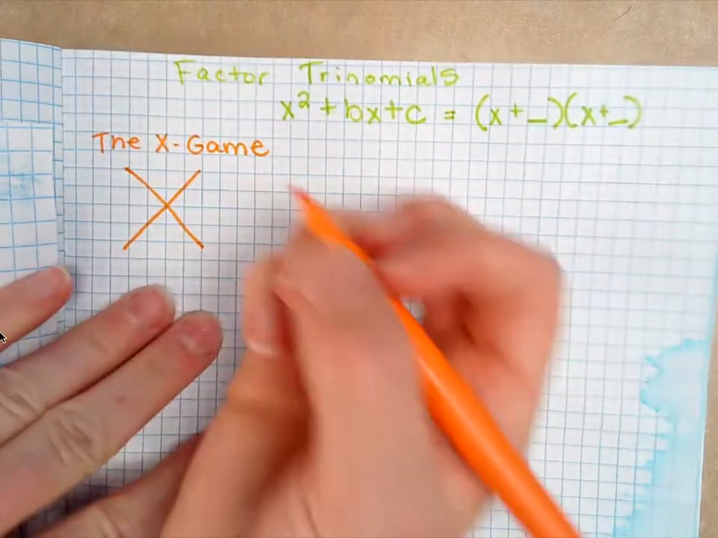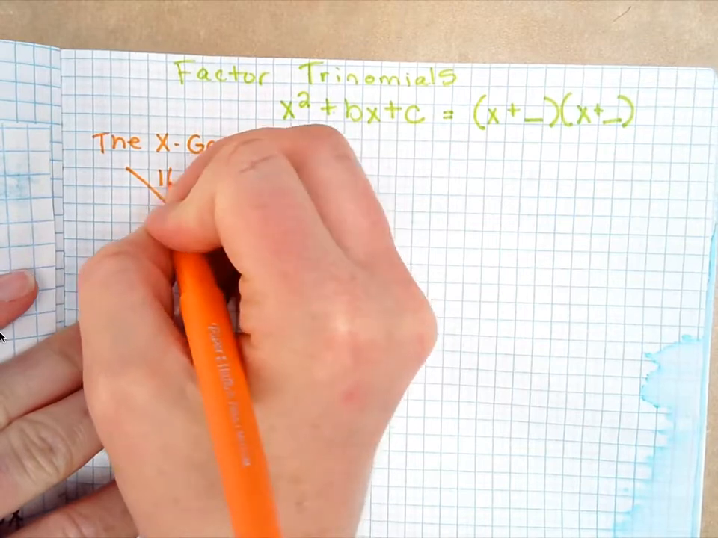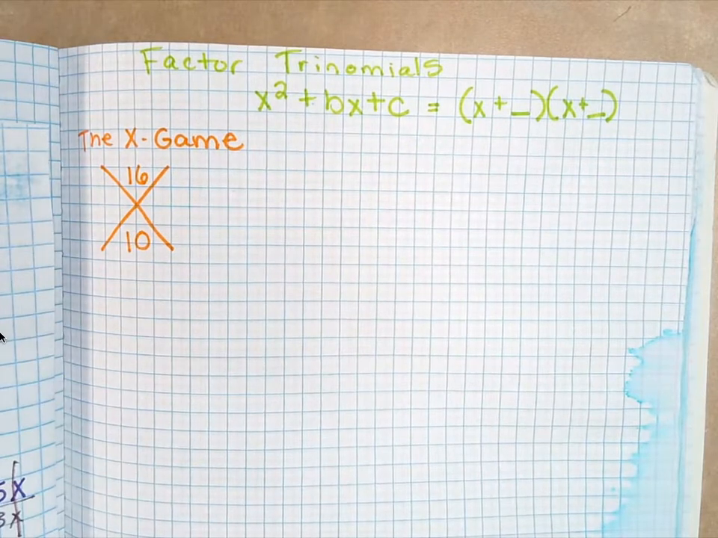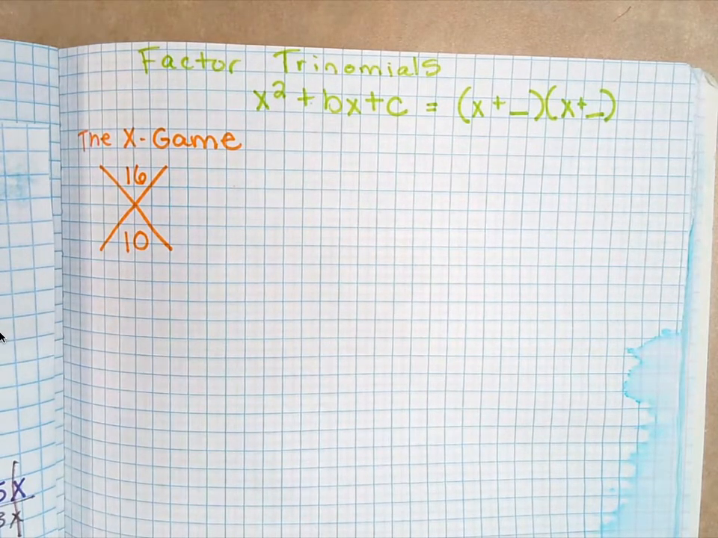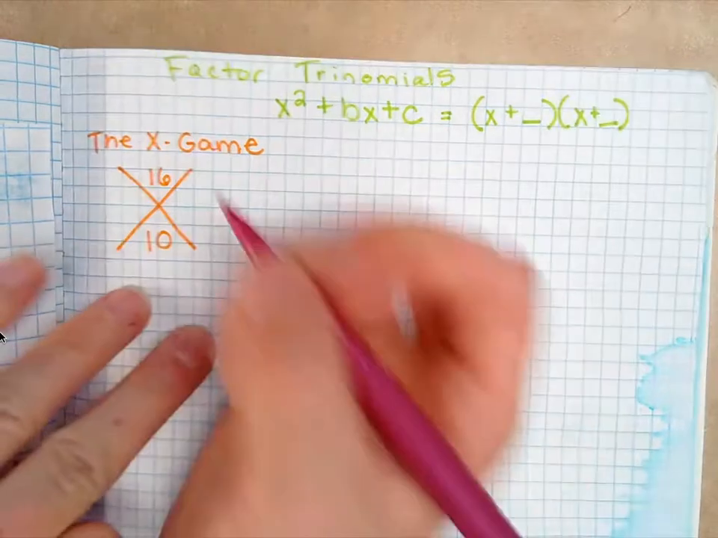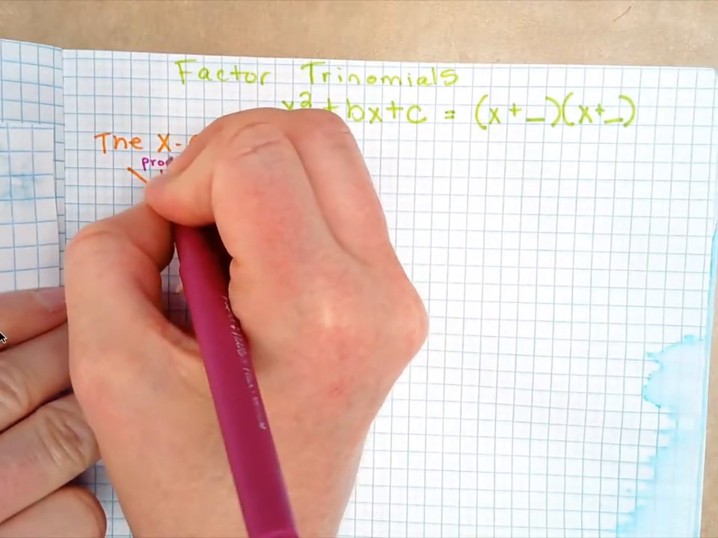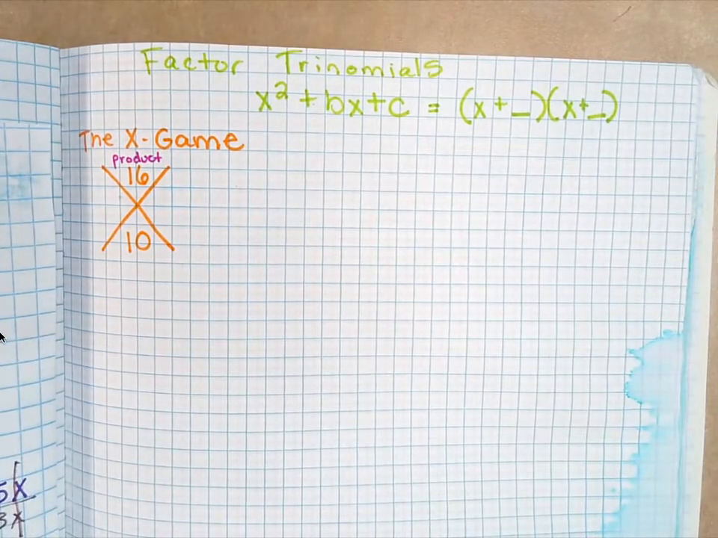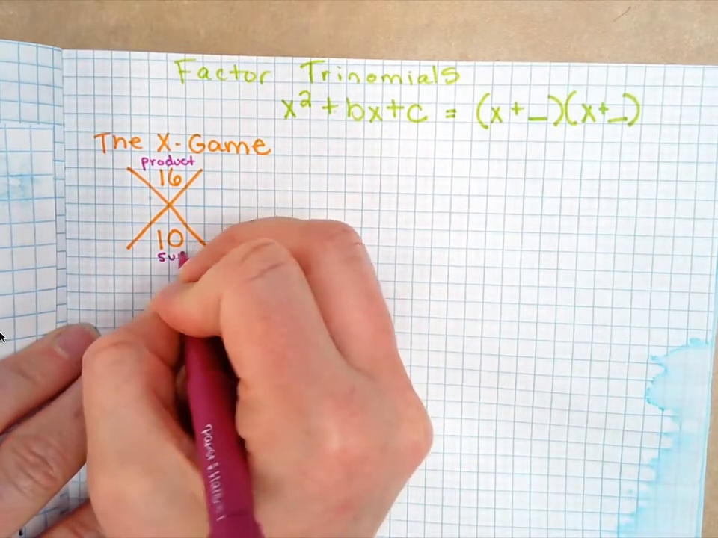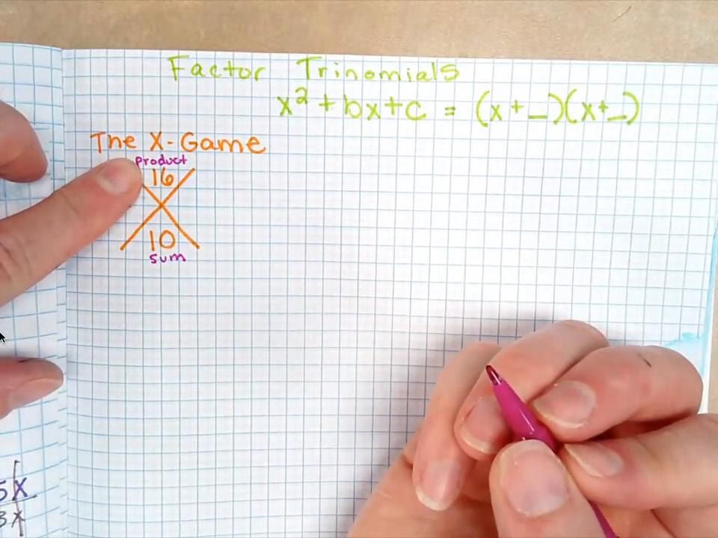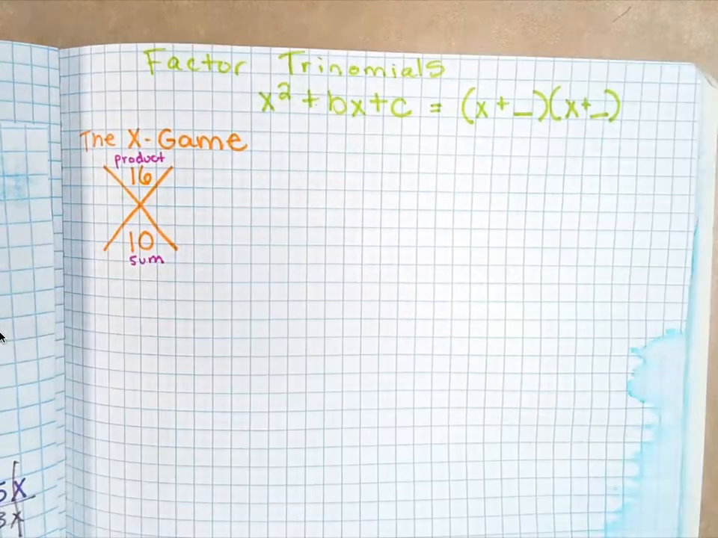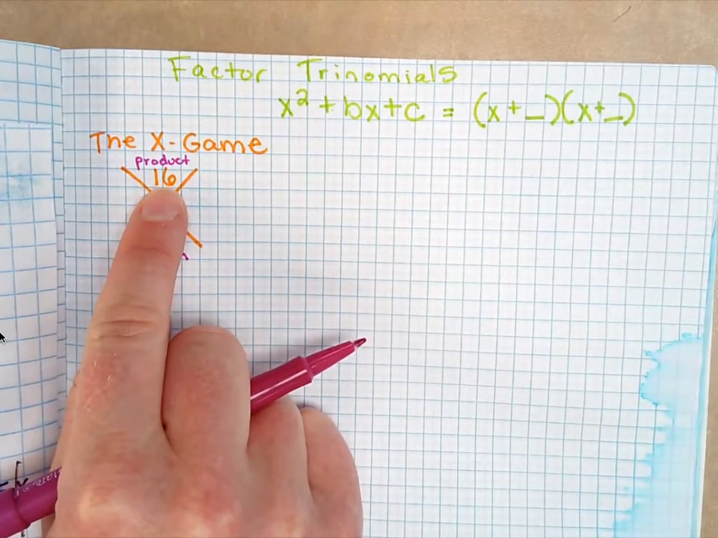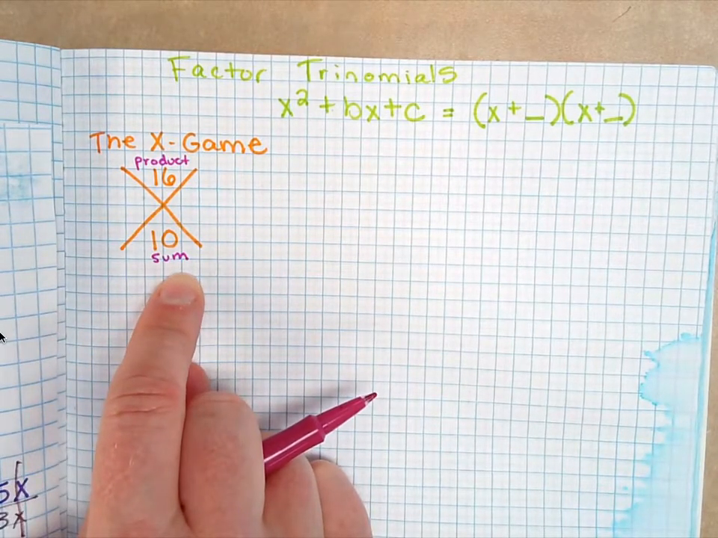The example of this is, let's say I have a number on top and a number on bottom. 16 on top, 10 on bottom. What 16 represents is the product. So product means two numbers that multiply to get 16. And 10 represents the sum, and it's always that way. The top number of the X is the product, bottom number is the sum. So what we're trying to find is two numbers that can be multiplied together to get 16, but then add together to get 10.